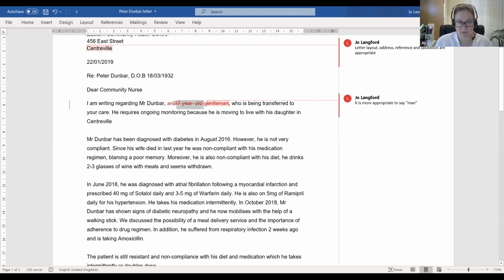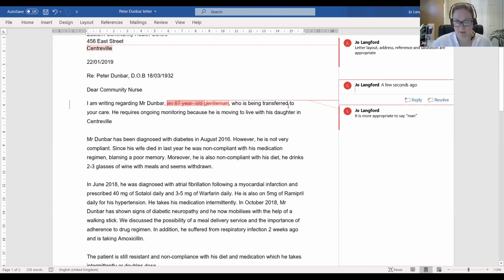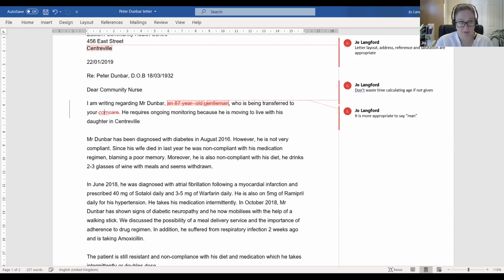So I would suggest cutting this, for two reasons. One, don't waste time calculating age if not given in the case notes. And also, if you calculate it incorrectly, it might reduce your score for content. So, I'm writing about Mr. Dunbar, who is being transferred to your care. Maybe give a clearer context so you know where the reader works. "Care" could be for a district nurse, so, to your community health centre.